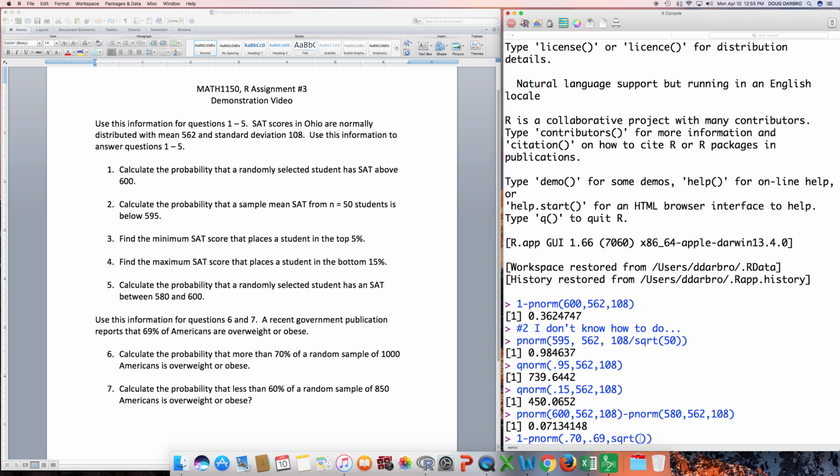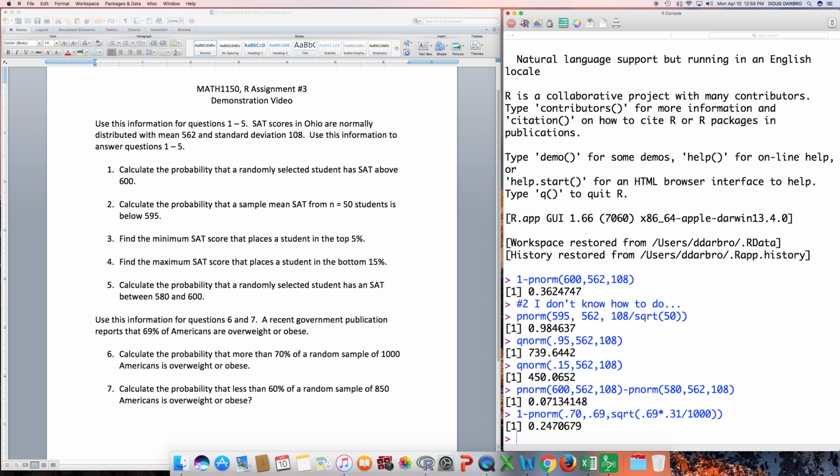Square root of the 0.69 times 1 minus 0.69. Guys, I could do that in my head and see it's 0.31. If you can't, then pick up your calculator and take 1 minus 0.69. So divided by the sample size, right here where I'm circling, I hope you can see that, it says the sample's 1,000. So guys, your answer would be 0.247.